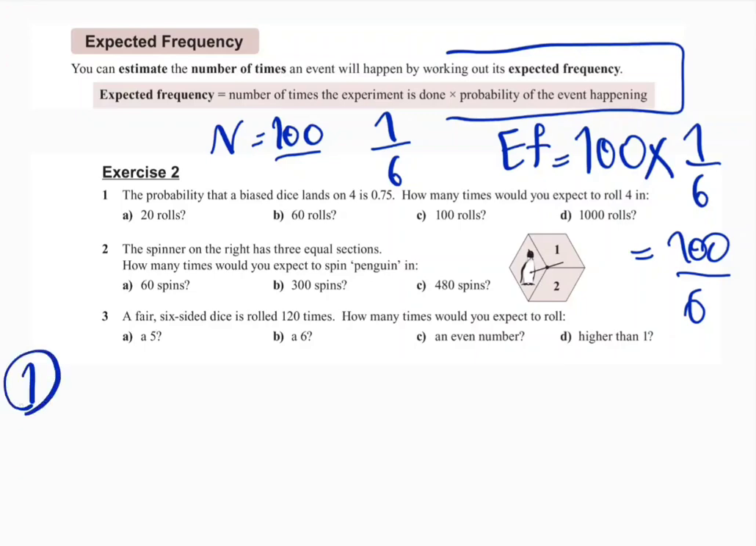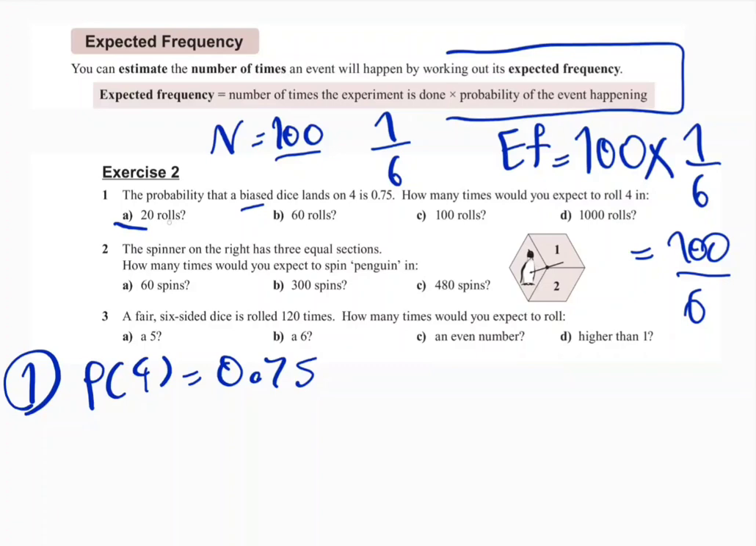Let's start with the first question, which says that the probability that a biased dice lands on 4 is 0.75. So we have a biased dice. It's not fair, so not all the outcomes are equally likely. For example, maybe the probability of getting 4 is more than the probability of getting 2. That's the meaning of bias in probability. So the probability of getting 4 is 0.75, and the question is, how many times would you expect to roll 4 in 20 rolls?